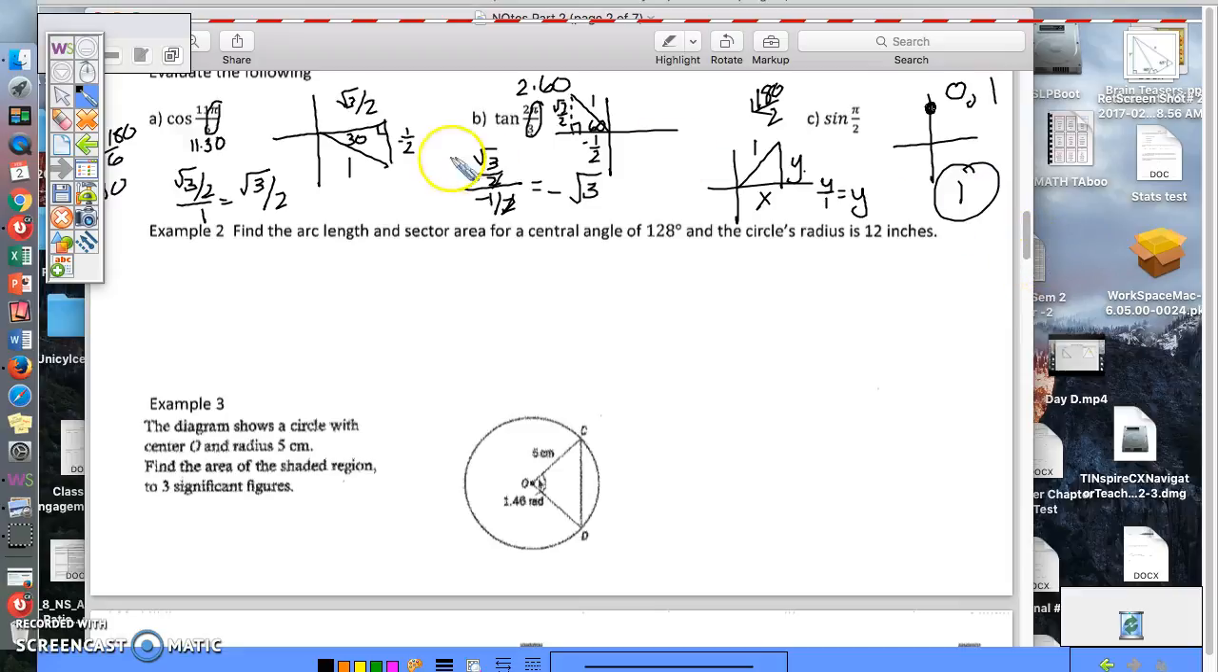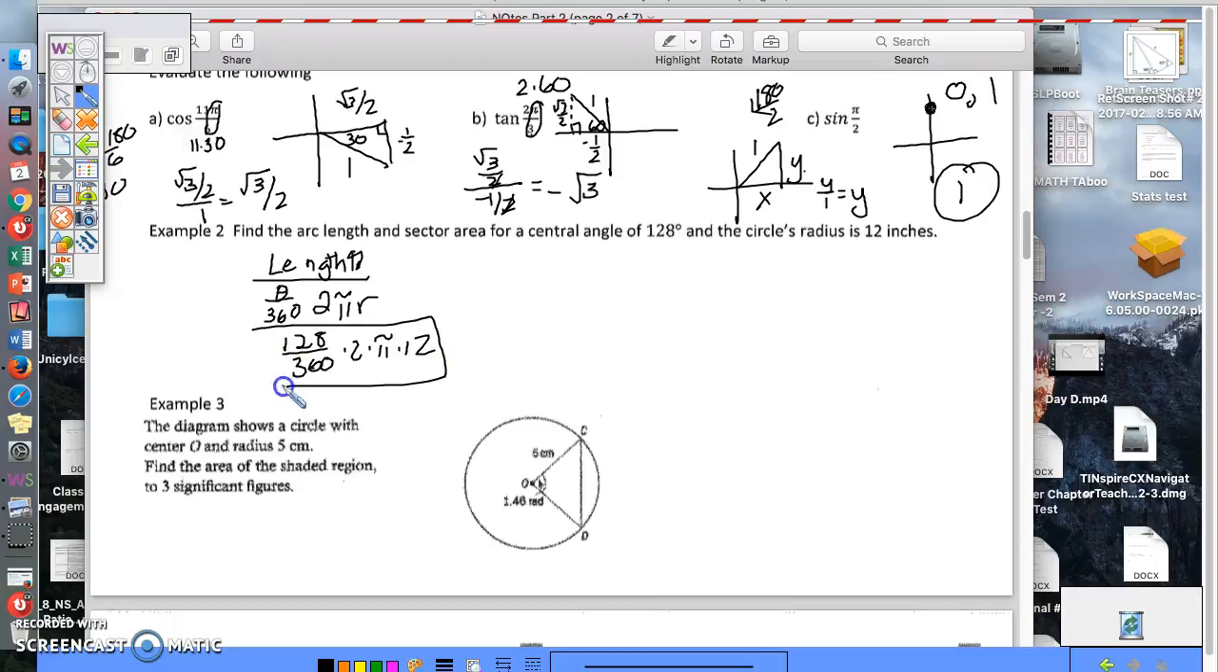Now the last two that we're going to look at, find the arc length and sector area of a central angle given the radius. So length, spell that right, that's dealing with circumference, so 2 pi r, but it's not the whole thing, it's just our angle over 360. So we'd have 128 over 360 times 2 times pi times 12. And I'll leave that up to you guys to type in.